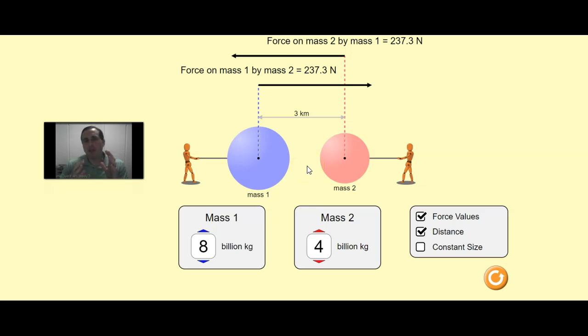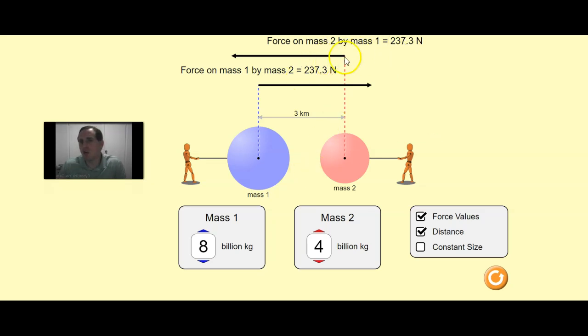So what that really means is the force of the Earth on the Moon is the same as the force of the Moon back on the Earth. Now that doesn't mean the accelerations are the same. Earth is several hundred times more massive than the Moon, but what it does mean is that the forces are the same, but the accelerations can be very different. Okay, so keep that in mind.